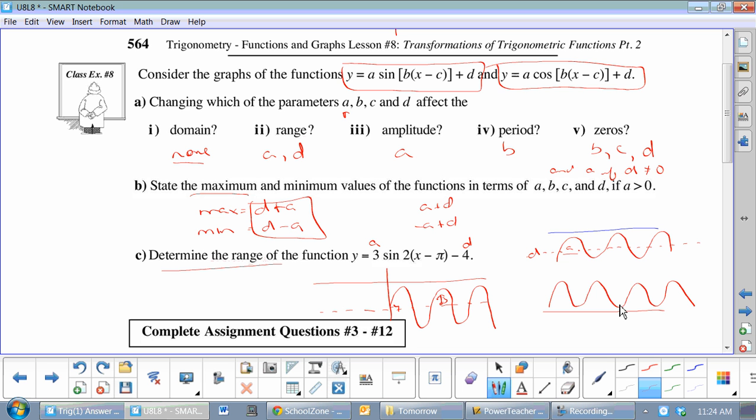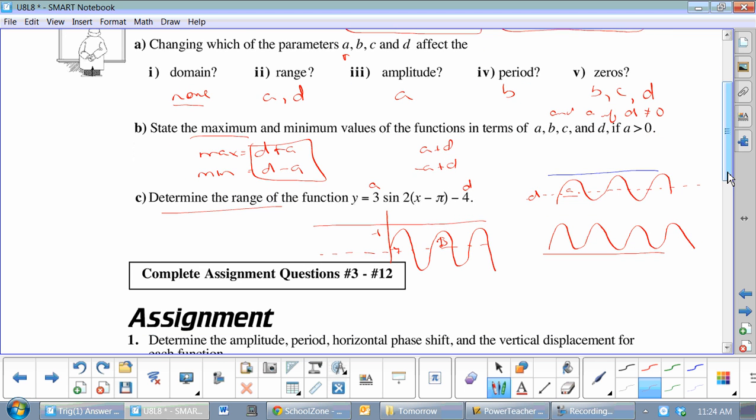So what would be the maximum value of my range? So it's going from -1 to, what's the minimum of my range? -7. So you just use your D plus A and D minus A. D plus A, that's -4 plus 3 equals -1. And D minus A is -4 minus 3, which is -7. Okay, so then I would say the range is -7 to -1.